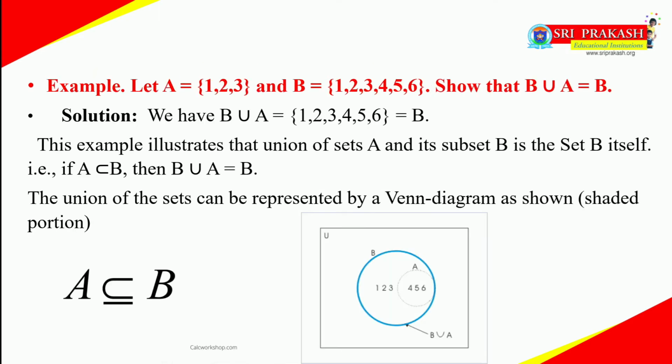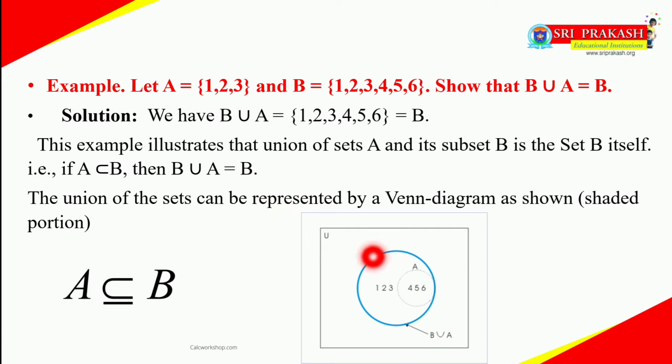There is one more example. The question says that A is equal to {1, 2, 3} and B is equal to {1, 2, 3, 4, 5, 6}. Show that B union A is equal to B. Have you observed any difference between the sets A and B? Yes, it is very clear that all the elements of set A are also in set B. That means A is a subset of B. If A is a subset of B, then the union of sets A and B is the set B itself. If A is a subset of B, then B union A is nothing but B.